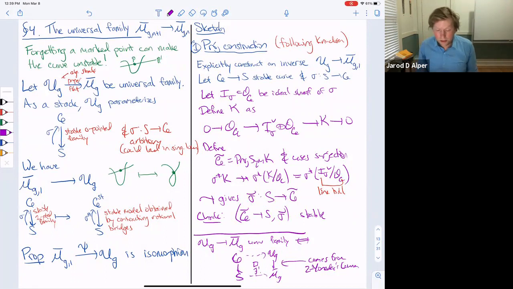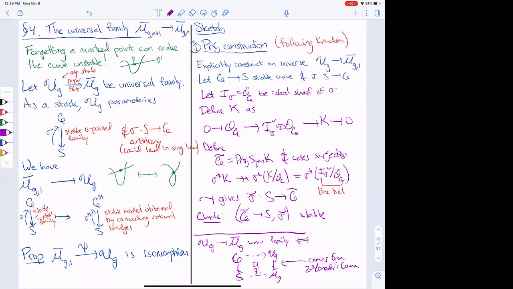But maybe let me pause for a second. I mean, to me, it just seems like this is a magical construction. I don't have an intuition for why this works.